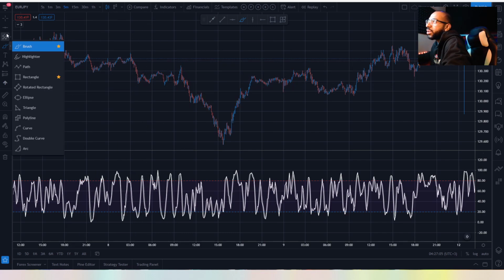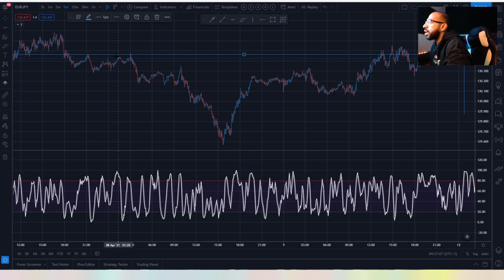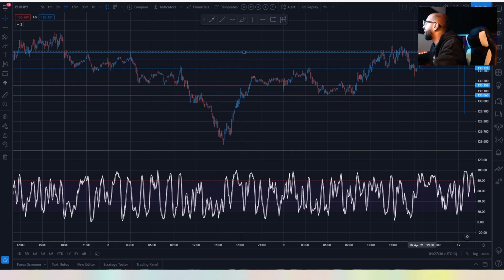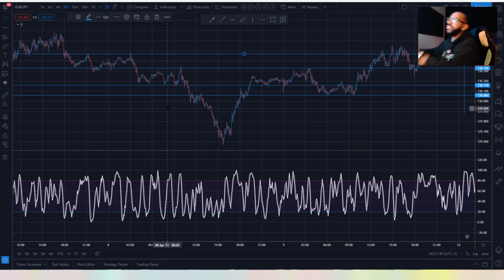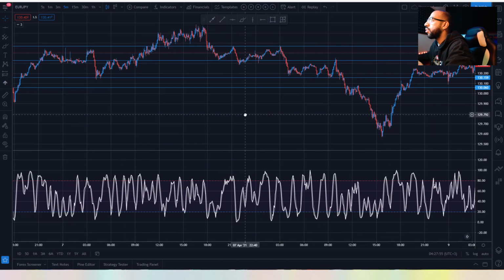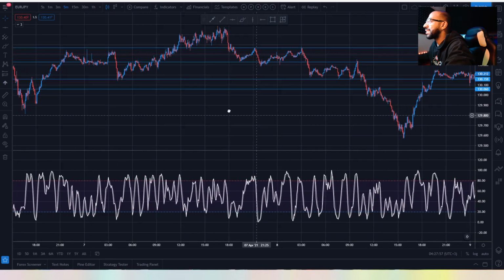But aside from that, here's what I'm going to do. I'm just going to plot up some really quick levels. I'm not going to spend too much time on this because I do want to get to the actual stochastic and how we use it. Okay, so boom, quick levels, right? Some quick levels for the sake of getting through this training. I'm not really focusing on the levels. I'm focusing more on the stochastic itself.